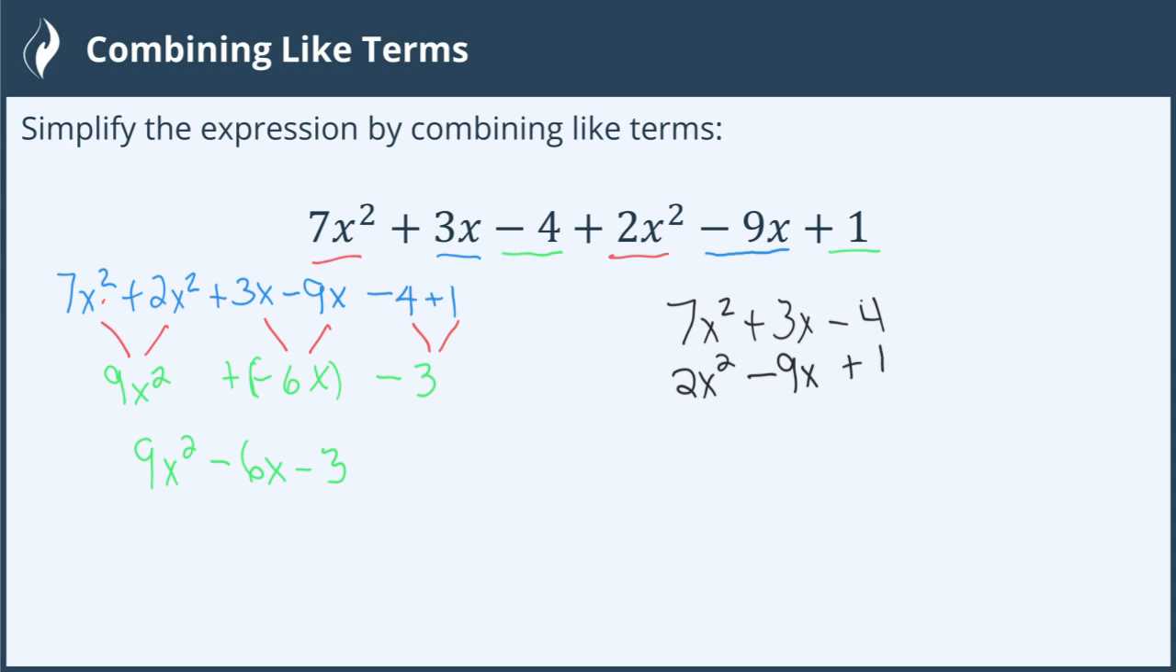So now I've lined up the like terms, and this method is called stacking. If the other method is confusing for you, maybe you would try stacking them in order to see better what you're doing. Now all we have to do is combine the 7 and the 2 to get 9x squared. 3 and minus 9 is going to give me a -6x because the x stays the same. Minus 4 plus 1 is going to give me a -3. Notice the answers are the same, but two different ways of doing it. That's how you would combine like terms.